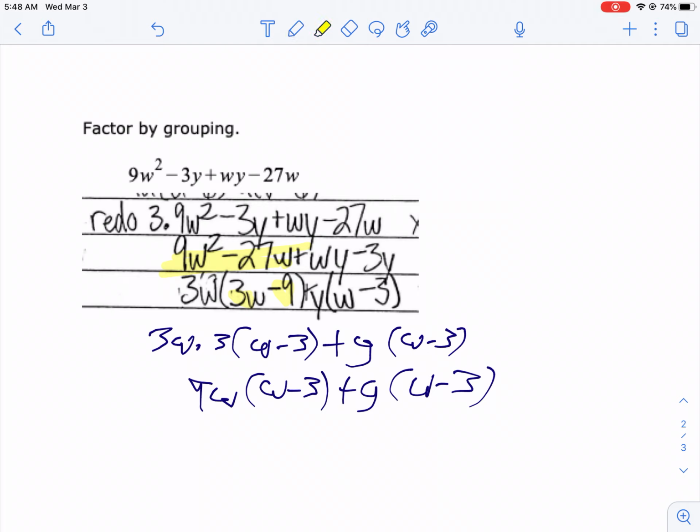Also notice at this point, my parentheses are the same, aren't they? So I'm going to factor out the parentheses. So I'm going to factor out w minus 3. So what's left? Well, in my first term, I have 9w, and my second term, I have y. And there's your answer for that. So make sure you factor out the greatest common factor, and then after you factor it, see if you can factor it again.